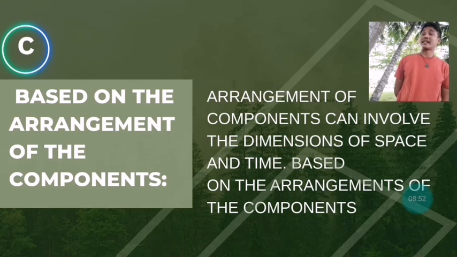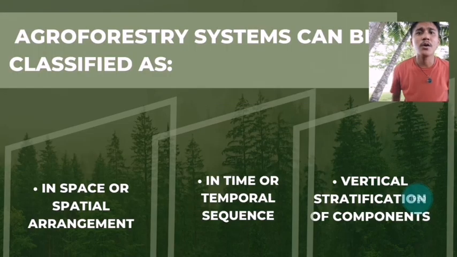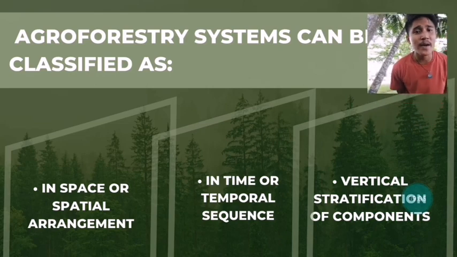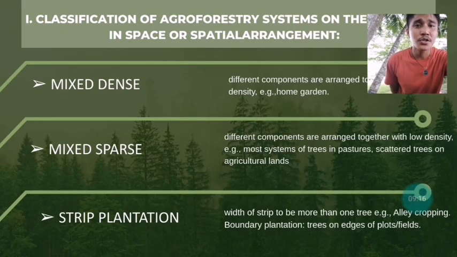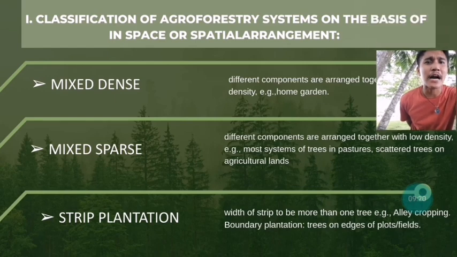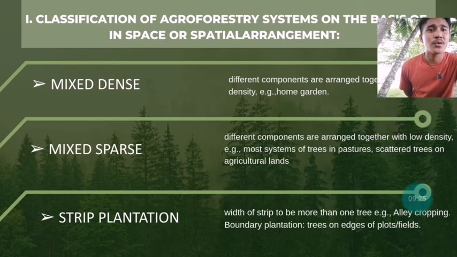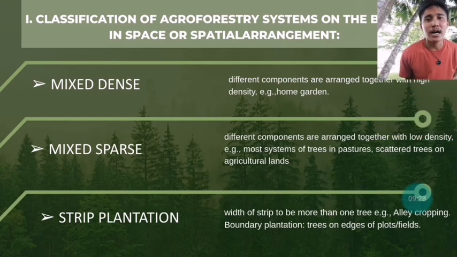The arrangement of the components can involve the dimension of space and time. So an agroforestry system can be classified in space, or spatial arrangement, and also in time, or temporal sequence. And the third one is the vertical stratification of the components. So, classification of the agroforestry system on the basis of space or spatial arrangement: we have the mixed dense, the mixed sparse and the strip plantation.